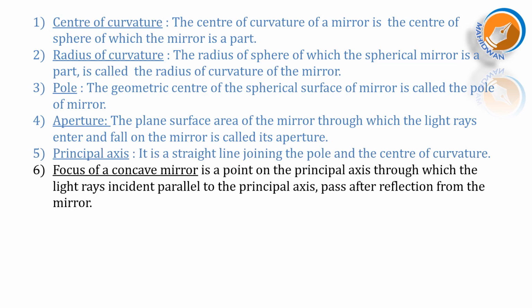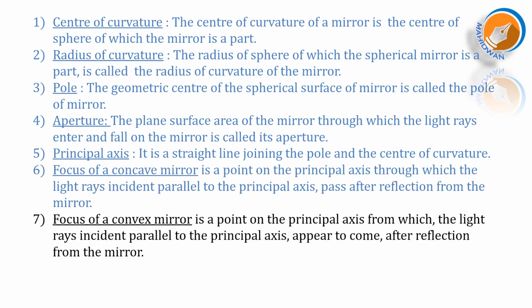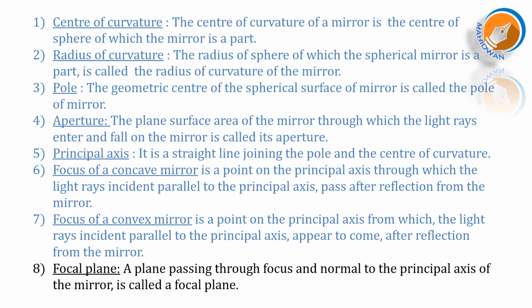Focus: now there are two focus definitions, one for concave and one for convex. The focus of a concave mirror is the point on the principal axis through which the light rays incident parallel to the principal axis, after reflection, meet, and that point is called the principal focus. They are actually meeting, whereas in the case of a convex mirror they appear to meet. Hence, I have written that the light rays incident parallel to the principal axis appear to come from that point after reflection from the mirror. They appear to meet because we are back producing them. Focal plane: a plane passing through the focus, a perpendicular plane passing through the focus. That's why we have used the word normal. Normal means perpendicular. A plane passing through the focus and normal to the principal axis of the mirror is called the focal plane.